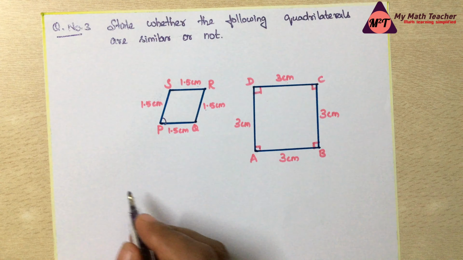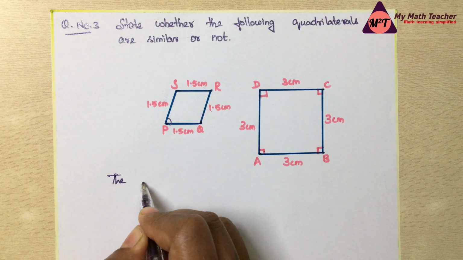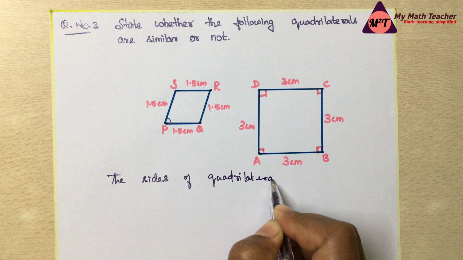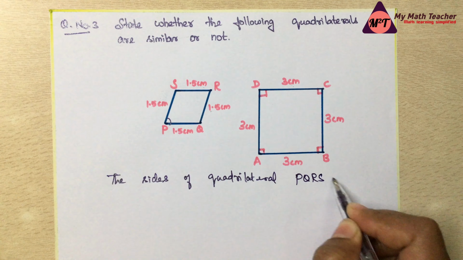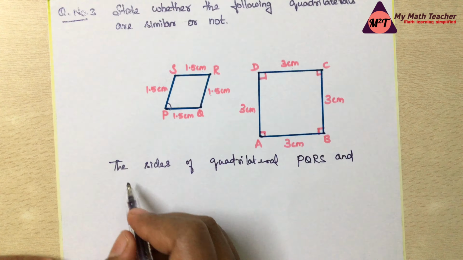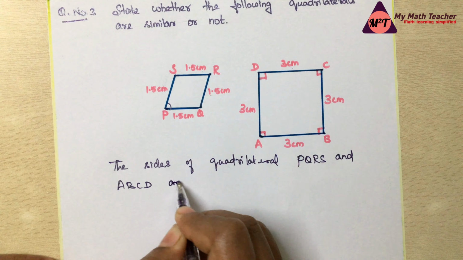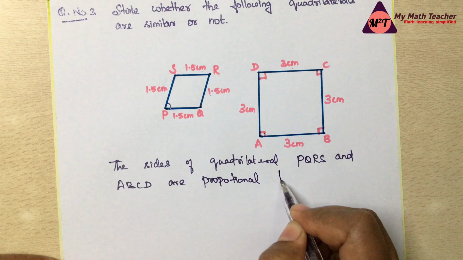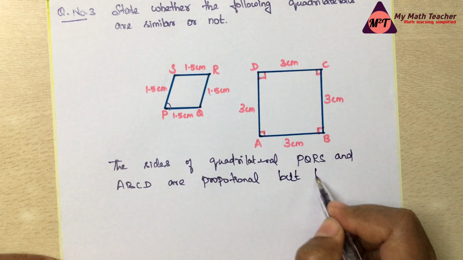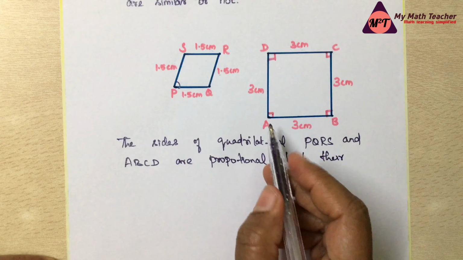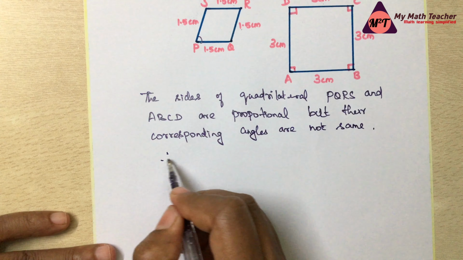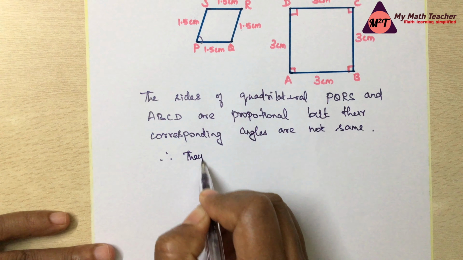So write the reason like this. The sides of the quadrilaterals PQRS and ABCD are definitely proportional, but their corresponding angles are not the same. Therefore, they are not similar.